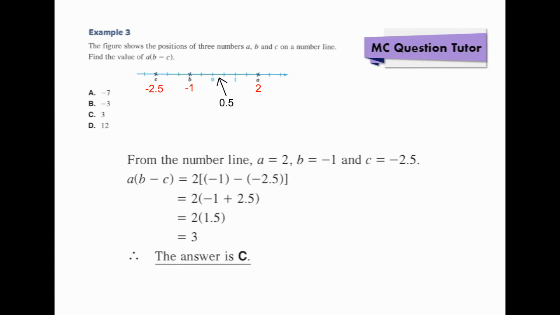Actually, even if 1 is not given on the number line, according to the position of 0, we can still cross out some of the options. First, A is on the right of 0, which means A is a positive number. Next, B is on the right of C, which means B is greater than C. So B minus C must be positive. We can conclude that A times bracket B minus C will be a positive number times a positive number.